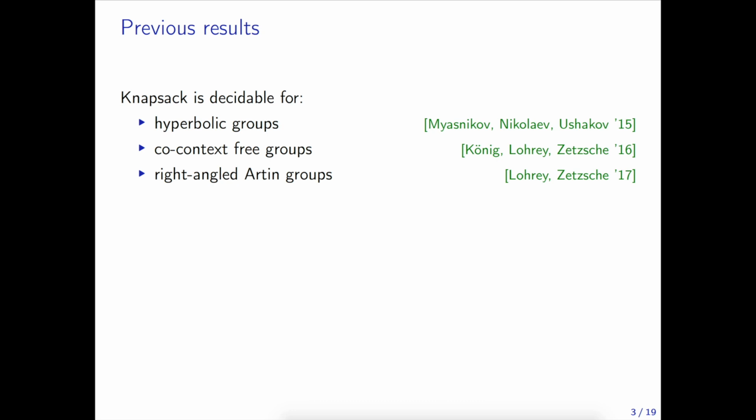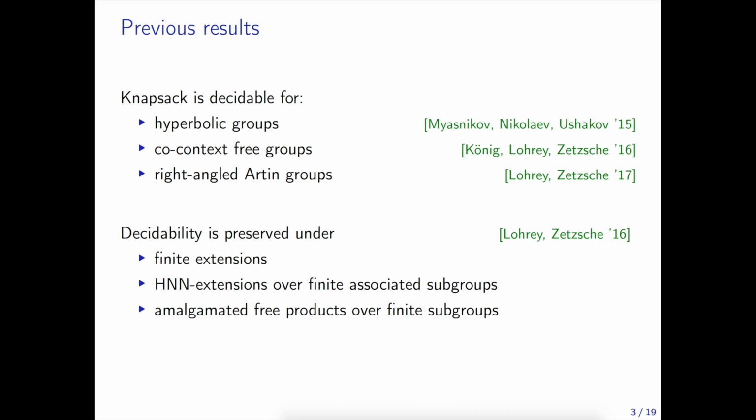Furthermore, there are a couple of closure properties for knapsack. For example, finite extensions, which means if we have a group G, and it has a finite index subgroup H, and knapsack is decidable for the subgroup H, then we also know that it's decidable for the larger group G. Similar results hold for other constructions from group theory, like HNN extensions over finite associated subgroups, or amalgamated free products over finite subgroups.